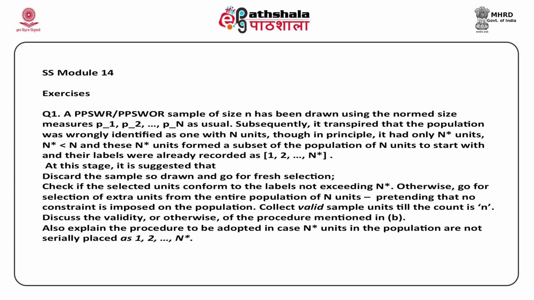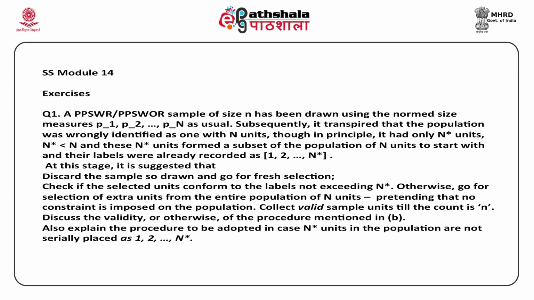Discuss the validity or otherwise of the procedure mentioned in B. That is the tricky question. Also explain the procedure to be adopted in case capital N star units in the population are not serially placed as 1, 2, 3 up to N star. You know that there are N star units in the population.